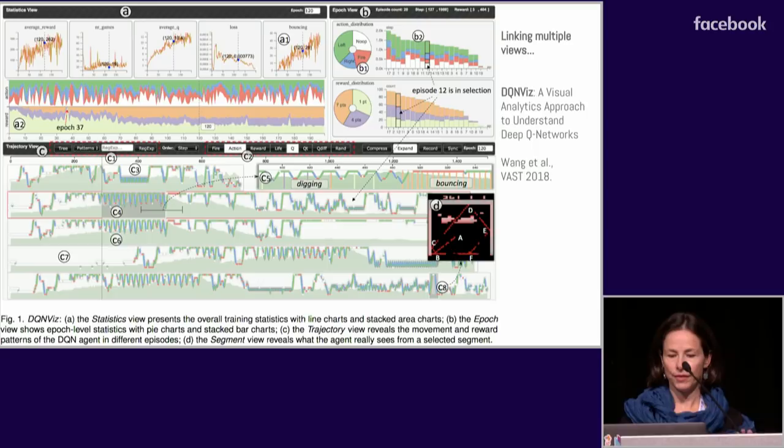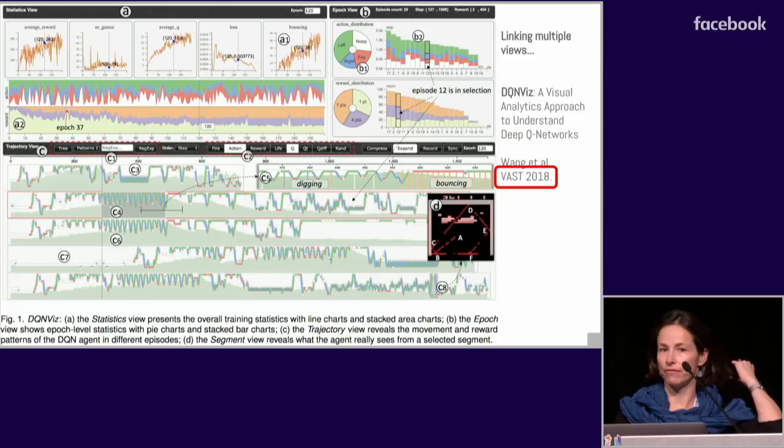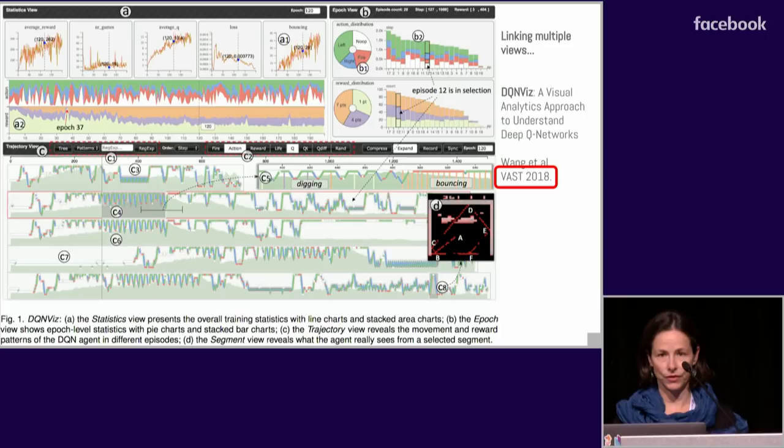And one of the things we wanted to call attention to, if you're interested in visualization, is VAST. VAST is a visual analytics conference, and they're starting to do a lot of work on visualizations for machine learning, and so this work was published there.